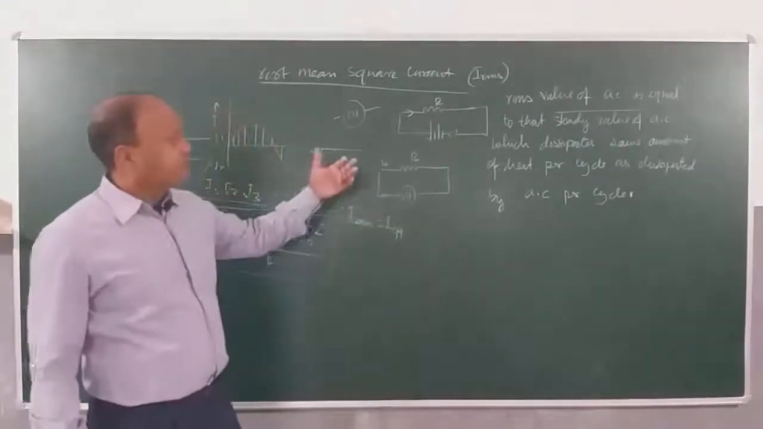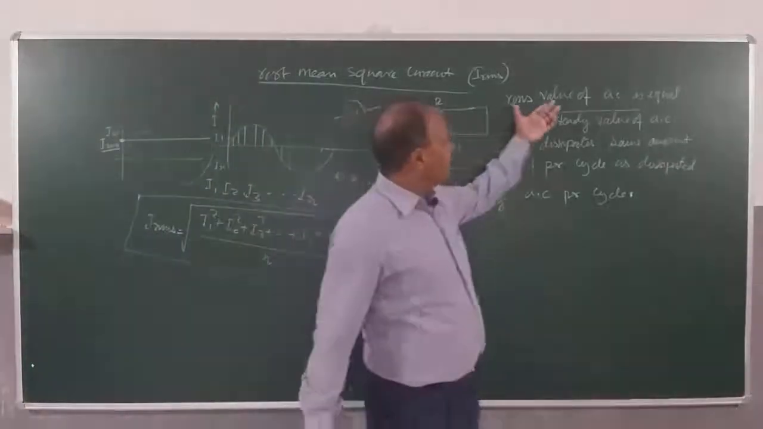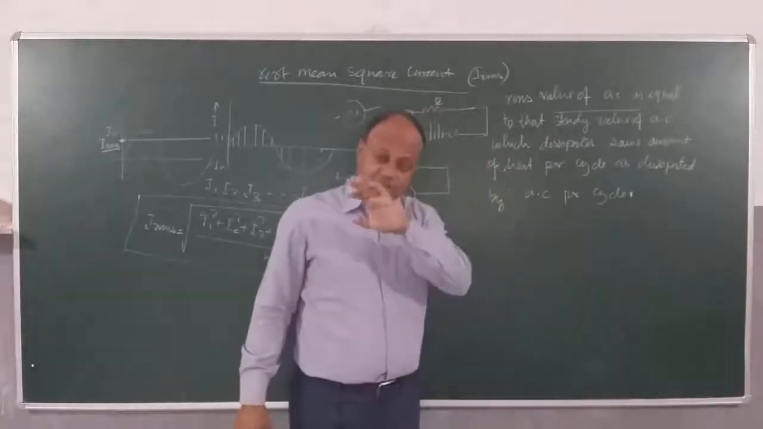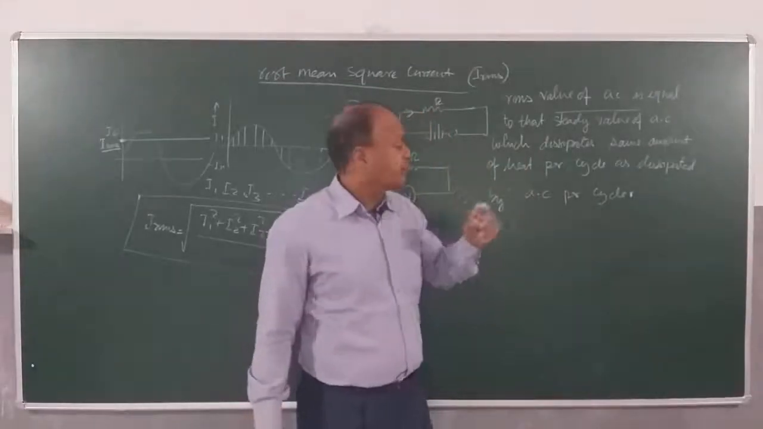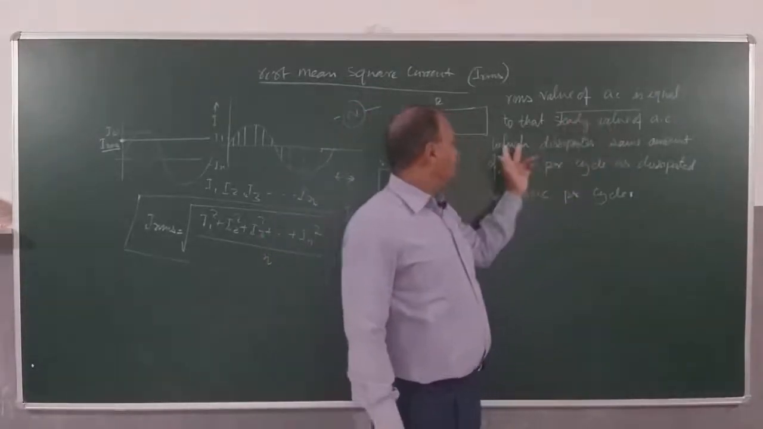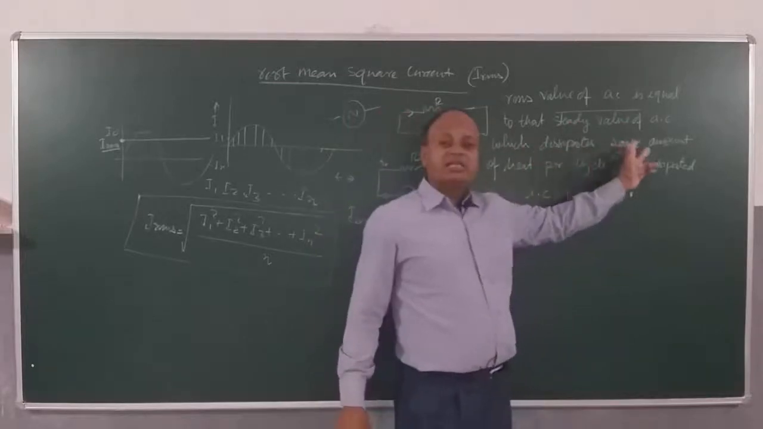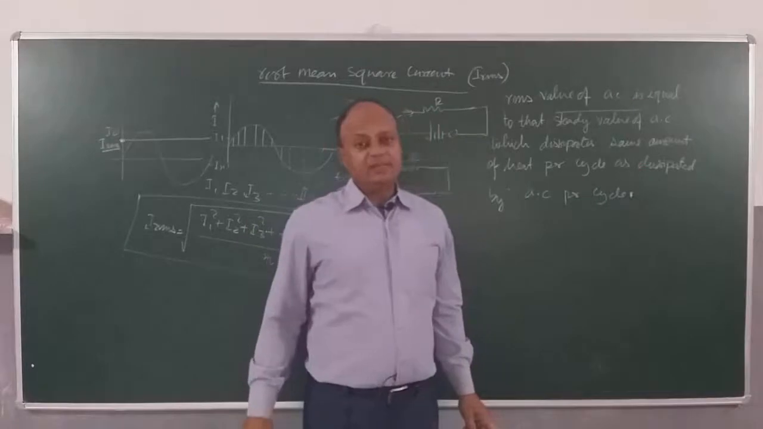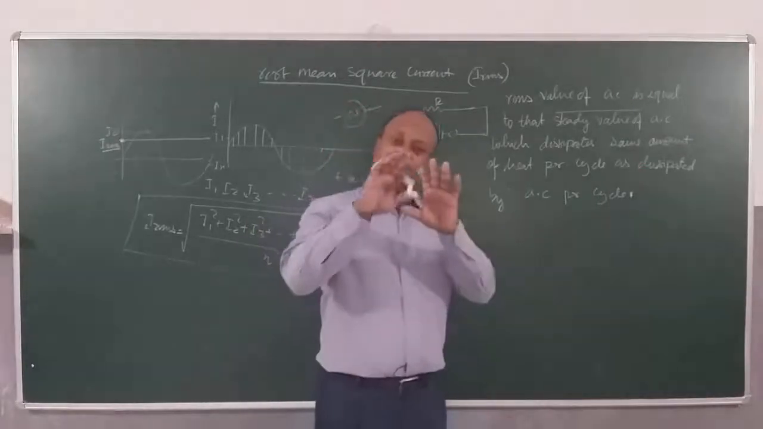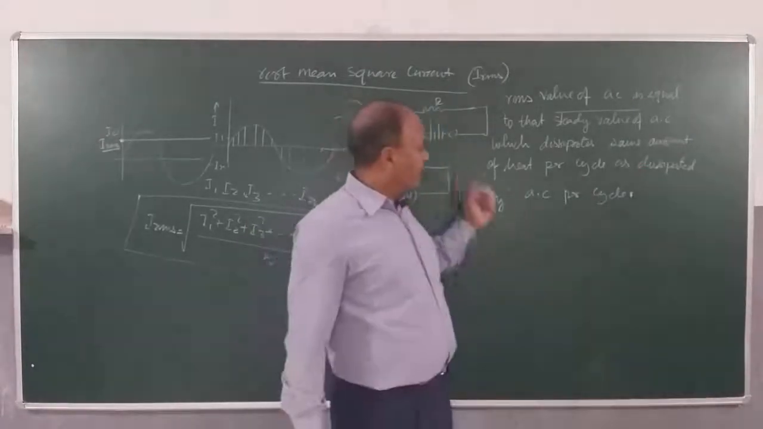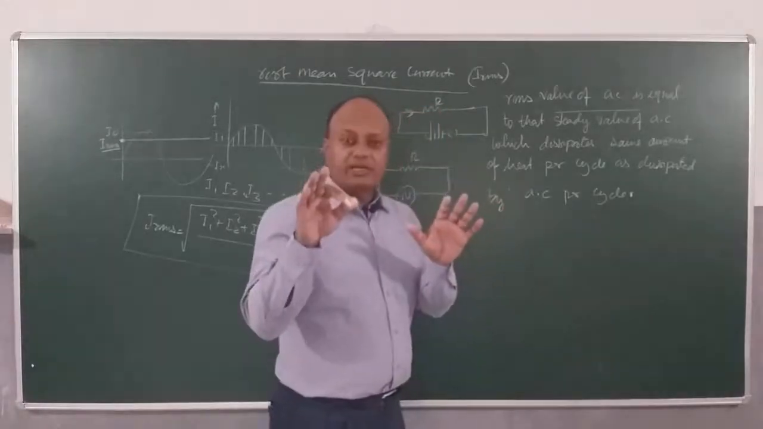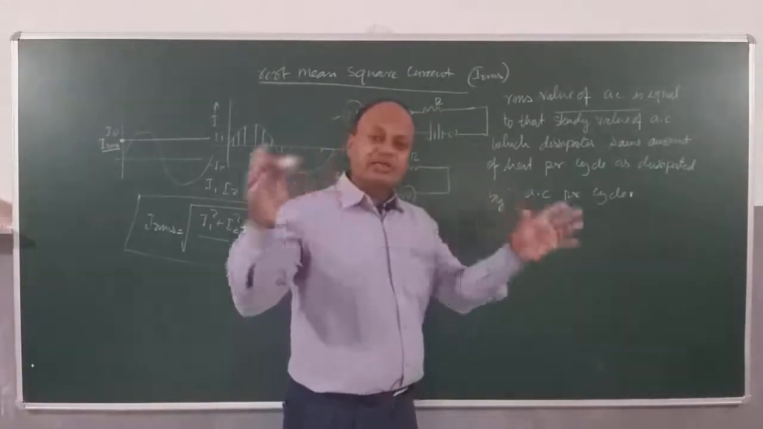So we are saying that the RMS value of AC is equal to that steady value, which becomes like DC and behaves like DC, which dissipates the same amount of heat per cycle as dissipated by AC per cycle. Clear? So I will use this definition now to calculate the relation between root mean square current and AC. Remember, root mean square current is a steady current.